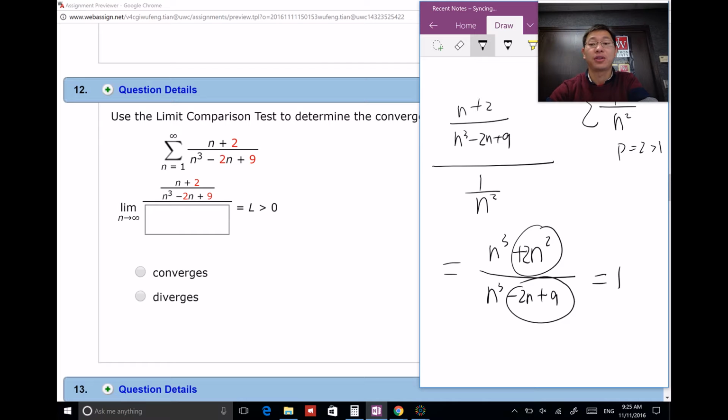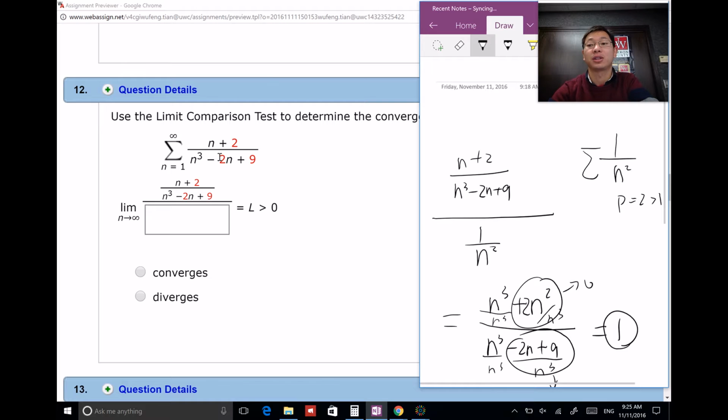If you divide everything, you can use L'Hopital's rule, or you can divide everything by n cubed. So all of this goes to 0, also goes to 0. Just have the 1 over 1 is 1. And since this one goes to 1, which is a finite positive number, both of them converge or diverge. Since the bottom 1 over n squared converges, this series will converge as well.